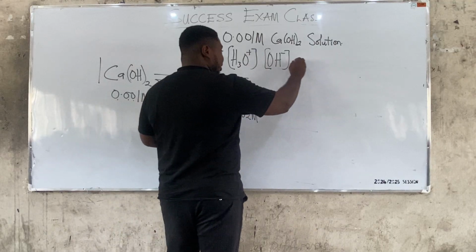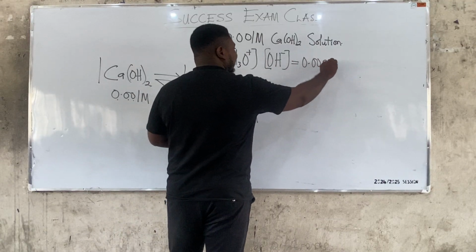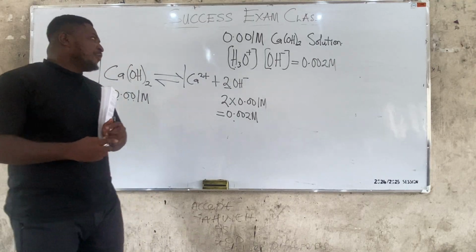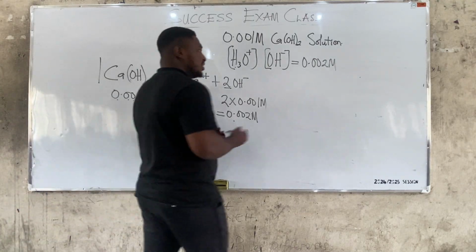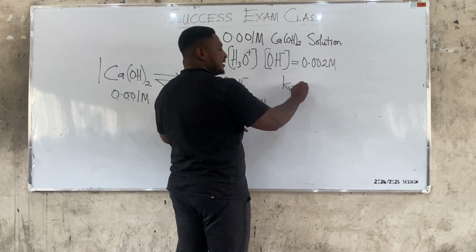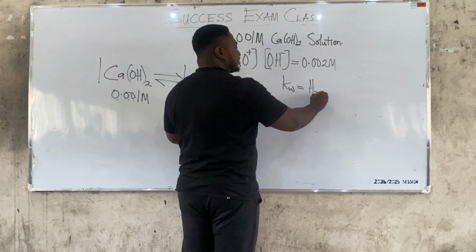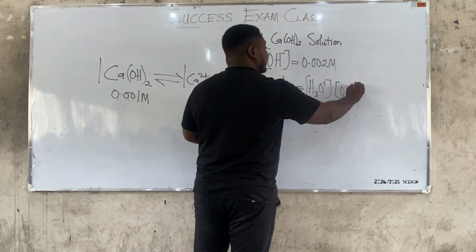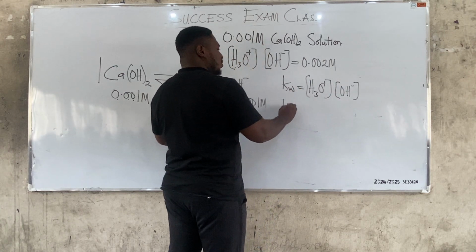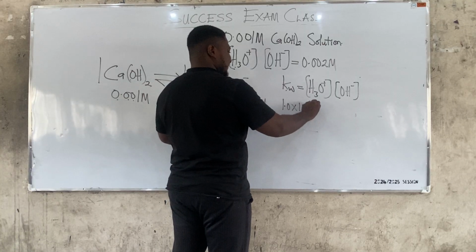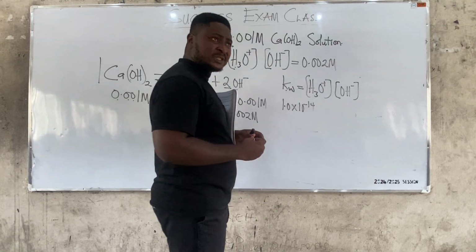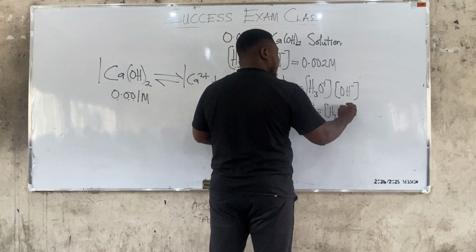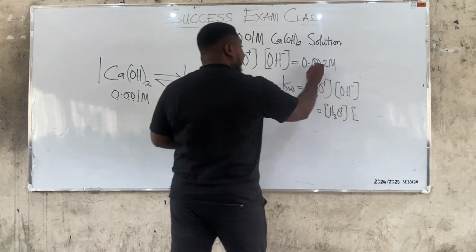We've already gotten OH. But now we want to find H3O plus. If you have OH minus and you're looking for H3O plus, you must remember this formula I told you earlier. That Kw is H3O plus multiplied by OH minus. But what is Kw? 1.0 times 10 raised to minus 14, right? It is equal to the concentration of H3O plus multiplied by the concentration of OH minus.